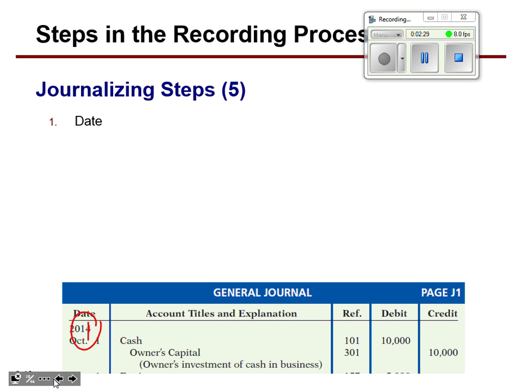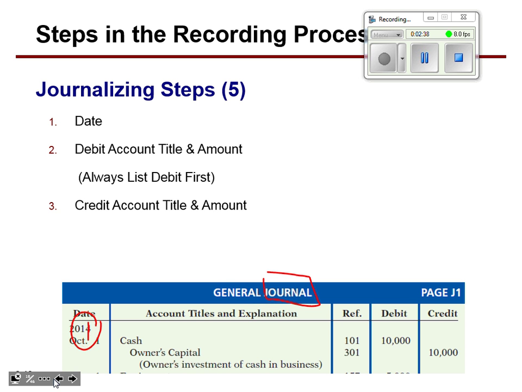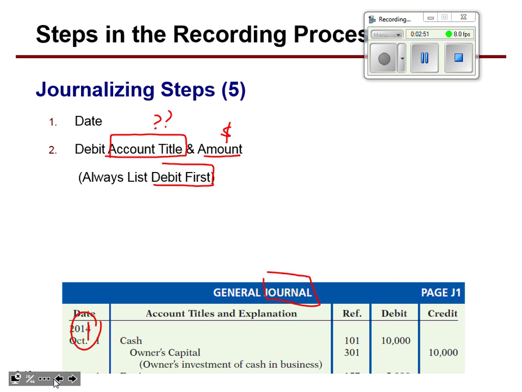You're going to first list the date, and notice what this says. It's called a general journal. Okay. Then you are going to debit, followed by a credit. So when I say debit account title and the amount, that's just which account is receiving a debit and for how much. And remember, always do debit first. You might not know what the debit is, but you might know the credit. Then you'll backtrack and look for that debit.